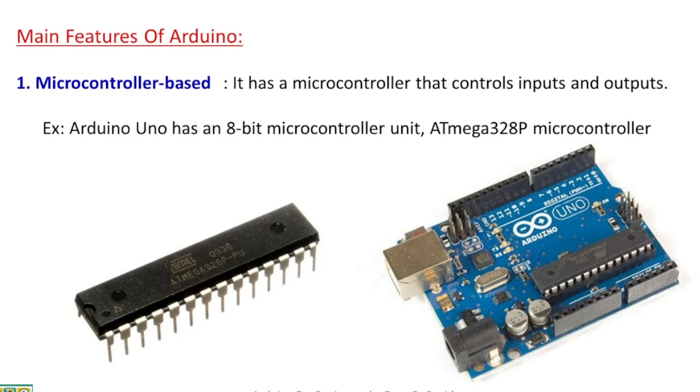Now, the microcontroller used by the Arduino Uno, for example, here is the ATmega328P microcontroller. As you can see, it has a microcontroller that controls inputs and outputs. And one specific board that I will be discussing right now is the Arduino Uno. This is the Arduino Uno.